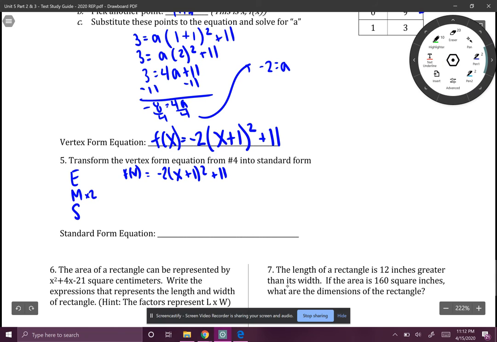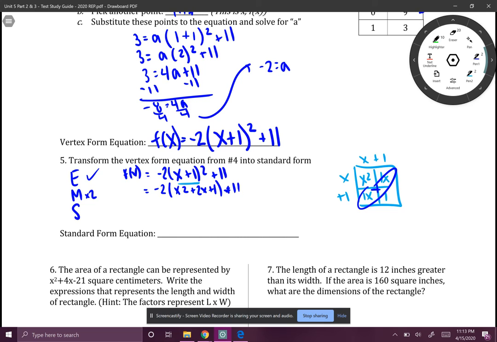So the first item that we're going to take care of is this x plus 1 squared. Let's make an area model off to the side to do that. x plus 1, x plus 1. x times x gives us x squared. x times 1 gives us 1x. 1 times x gives us 1x. And 1 times 1 gives us 1. We're going to add together the middle. So our new equation is now negative 2 times (x squared plus 2x plus 1) plus 11, excuse me. That was the expand part that we just did.